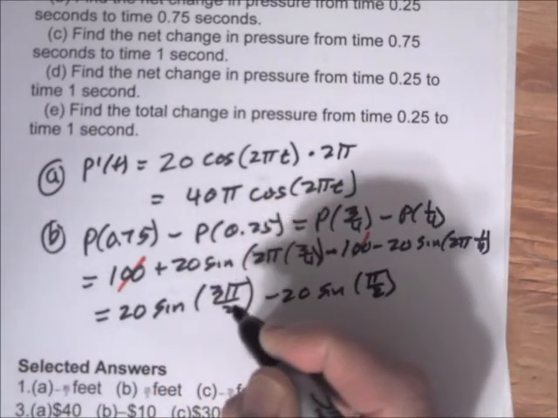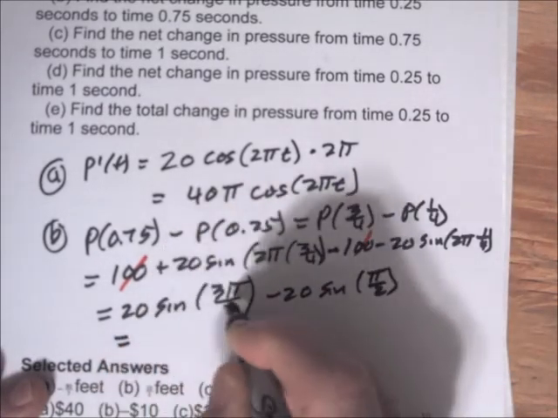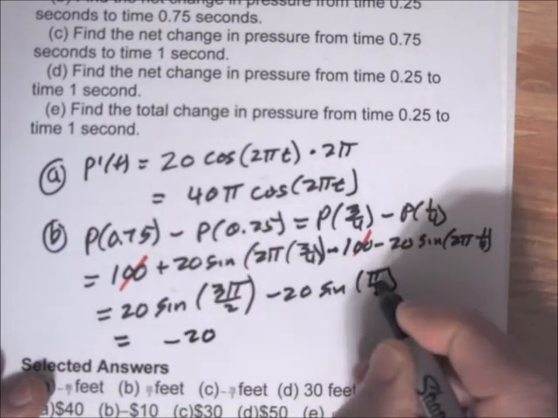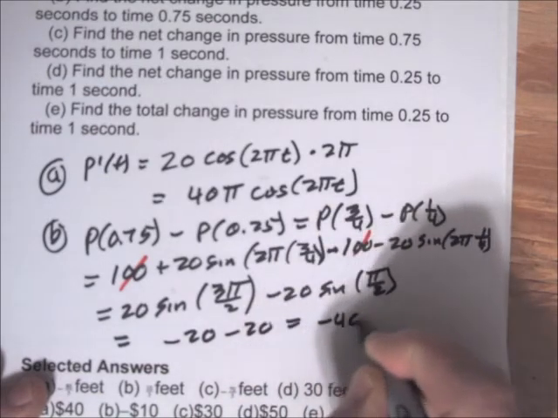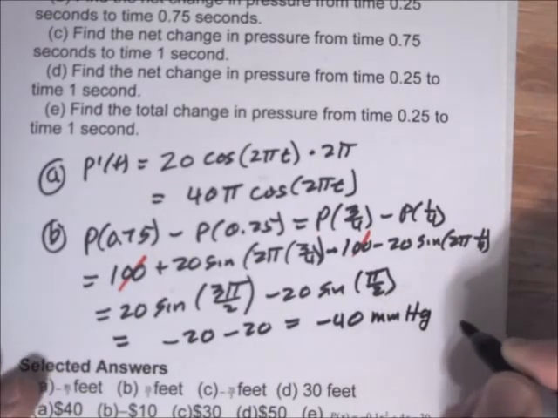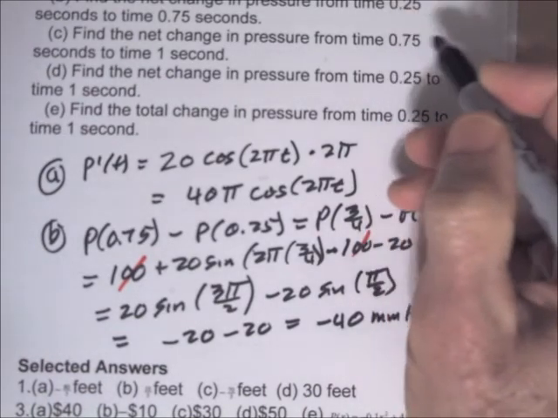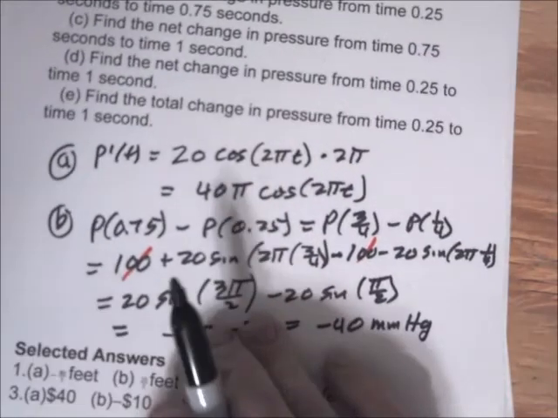So sine of 3 pi over 2 is going to be negative 1. So this will be a negative 20. Sine of pi over 2 is a positive 1, so minus 20, so it'll be minus 40 mmHg. That would be the net change. Next, net change from 0.75 seconds to 1 second. I'll get another piece of paper here.